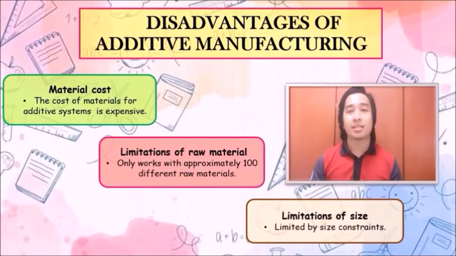Next, let's see the disadvantages of additive manufacturing. First is material cost. Today, the cost of most materials used in additive systems like powder is slightly more expensive than those used in traditional manufacturing.